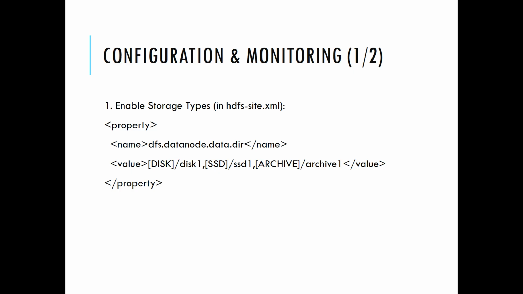To leverage HDFS storage policies, configuration begins with enabling support for multiple storage types. This is done within the hdfs-site.xml file. A typical configuration might look like this. Set the dfs.datanode.data.dir property to specify paths for each storage type, such as disk, SSD, and archive directories. This setup informs each DataNode about the physical layout of its storage devices, enabling intelligent policy enforcement.